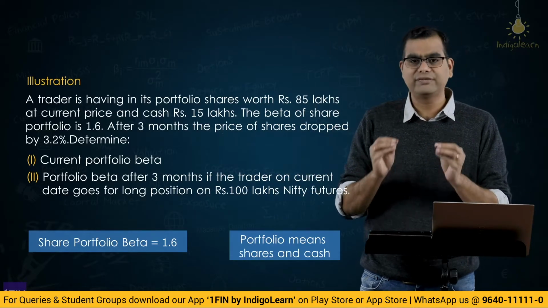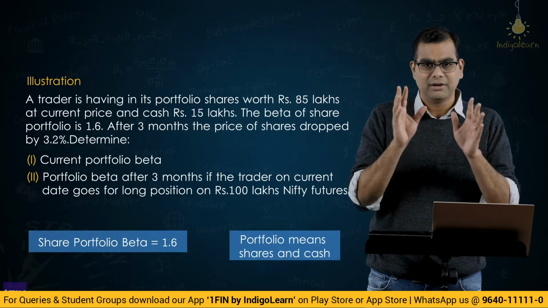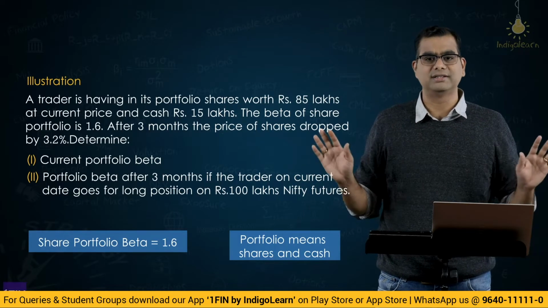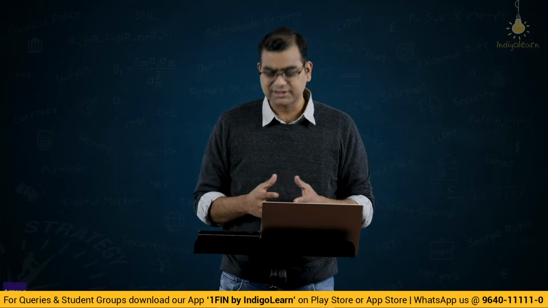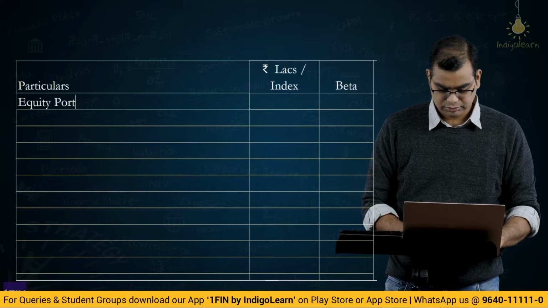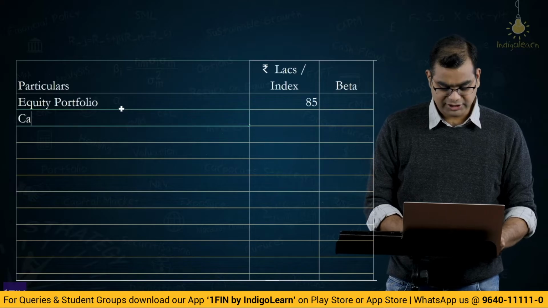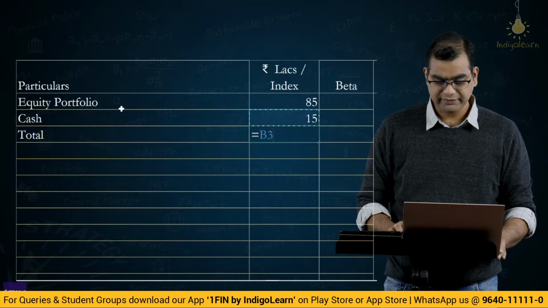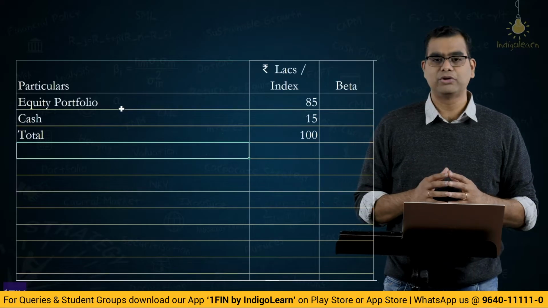Believe me, half of this particular chapter, derivatives valuation analysis, is understanding data, putting the data in a tabular form, following logically what is happening one after the other, step after step, you will get the answer. So friends, now let us first input the basic data what they have given, and then we can start solving it. First, equity portfolio, rupees lakhs is 85, then cash, also rupees lakhs is 15, total is 85 plus 15, which is equal to 100. The next piece of information that is given is that the beta of this portfolio is 1.6.